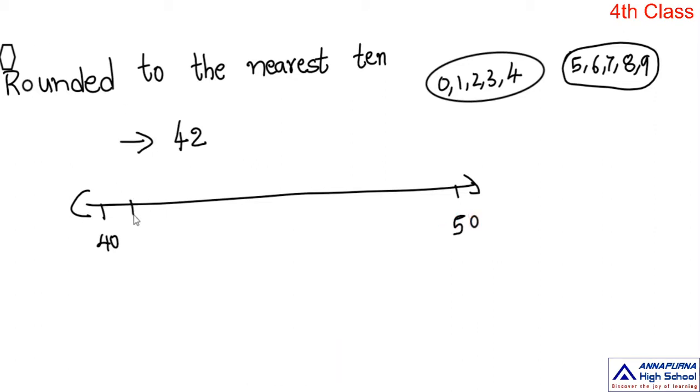After 40: 41, 42, 43, 44, 45, 46, 47, 48, 49 and 50. So 42 lies between two tens.